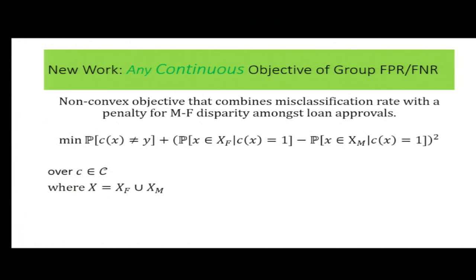All right, so our work can handle any Lipschitz continuous objective of group losses. Group losses includes things like the false positive rate and the false negative rate. So here's an example. Suppose we have this following non-convex objective that combines the misclassification rate, which is the first term, and then tries to reduce the disparity between loan approvals for males and loan approvals for females. And that's encapsulated in the second term.